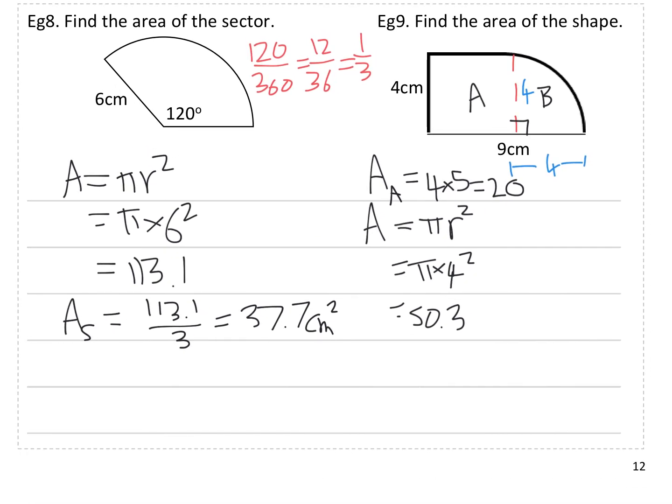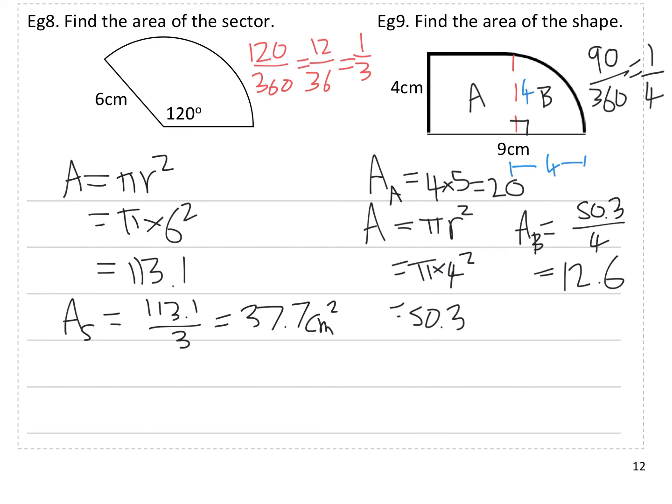Now we want to get the total area, but remember, we don't want all of the circle. That was the area. I just worked out the area of the full circle. What fraction of the circle is this? Well, it's 90 degrees out of 360, or hopefully you can just see it's a quarter. 90 over 360, divided by 90, is a quarter. So we only want to actually have a quarter of that. The area of B is 50.3 divided by 4. And that gives you 12.6 to 3 significant figures.